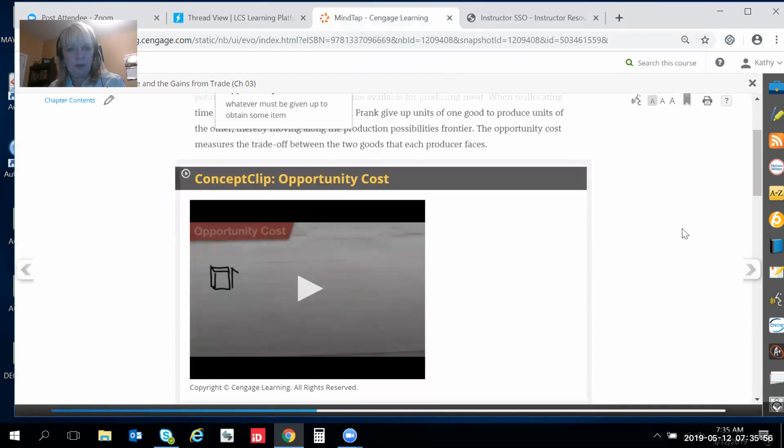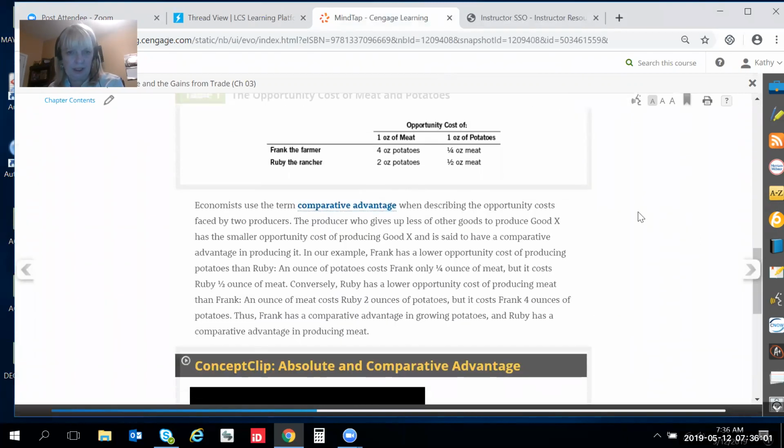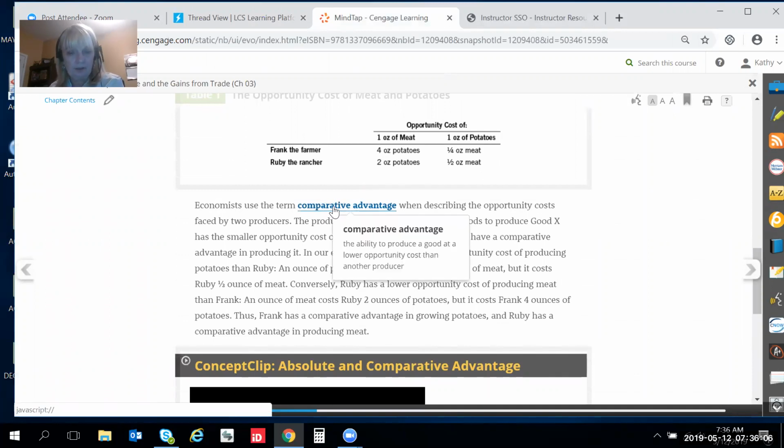And finally, if we scroll down right here, we're going to find our 3rd key term, which is comparative advantage. And comparative advantage, it turns out, is the ability to produce a good at a lower opportunity cost than another producer. So comparative advantage goes to the country with the lowest opportunity cost. Opportunity cost is what you give up for the choice you make. Absolute advantage goes to the country with the lower input costs.